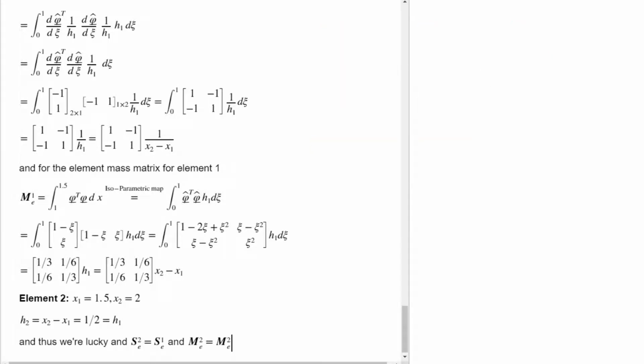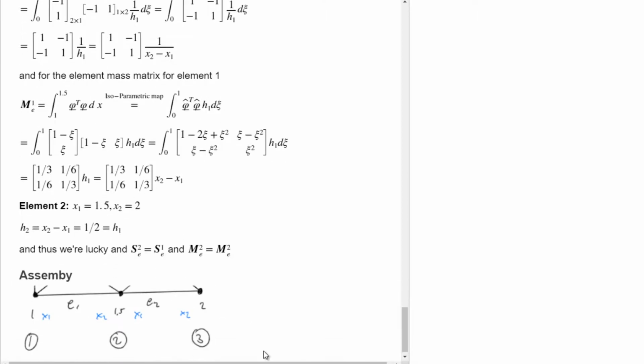Alright, now we are at the assembly process. So these matrices need to be assembled. So we have 2 of them. We might as well have 20,000 of them. How do we do this?